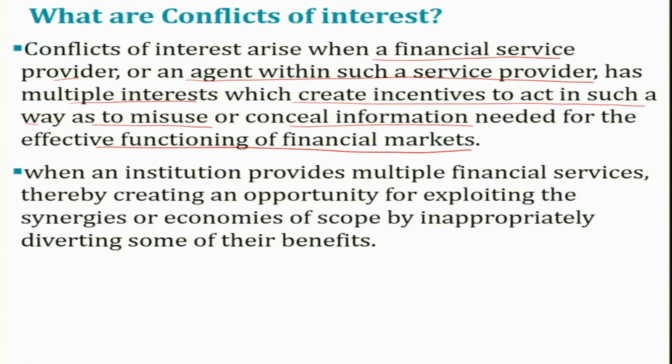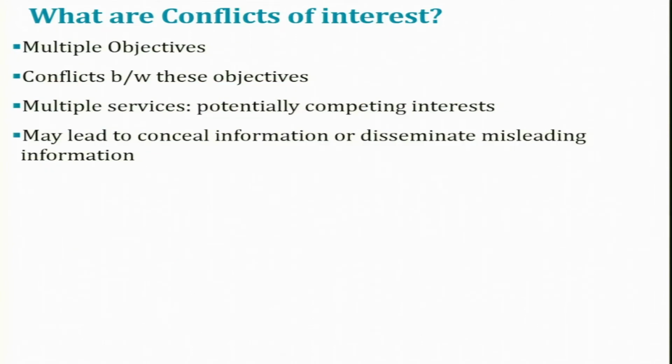So when an institution provides multiple financial services, thereby creating an opportunity for exploiting the synergies or economies of scope by inappropriately diverting some of their benefits, then this would adversely affect the working of the finance market. Because of the multiple objectives which I mentioned, for example, the same firm starting multiple businesses, a bank starting an insurance firm, starting its own consultancy businesses, and sometimes many banks join together, and what if they start setting up a rating agency, a credit rating agency.